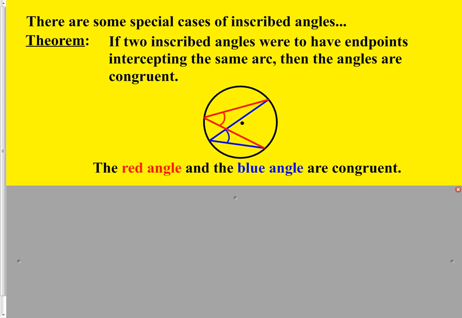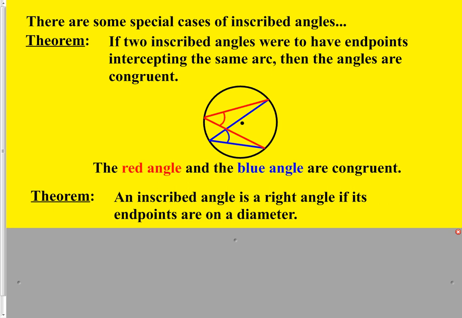Okay. Another one that is kind of common sense, if you think about it for a moment, is the second theorem that we're going to look at. There are three. And this one says an inscribed angle will be a right angle if its endpoints are on a diameter. Now, we haven't spent a lot of time talking about a diameter this year. We'll get to that vocabulary before long, but that's one that you're familiar with from back in elementary and junior high. Okay, and this one is common sense as well.